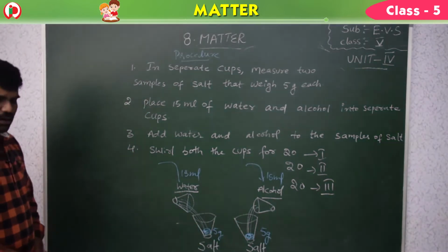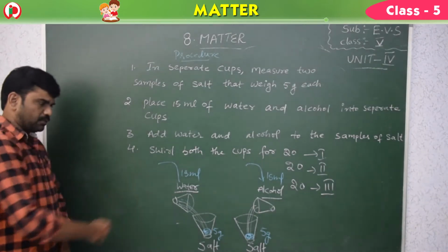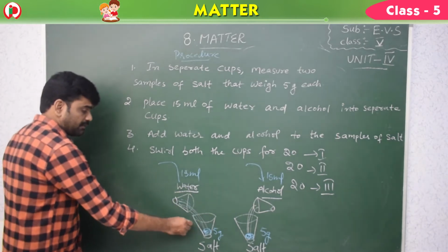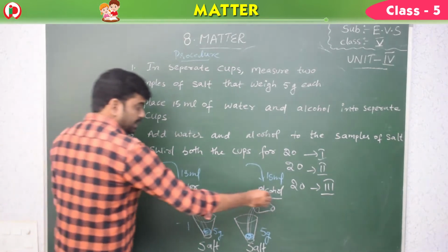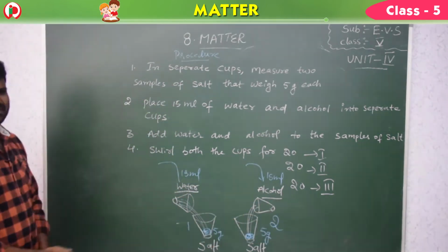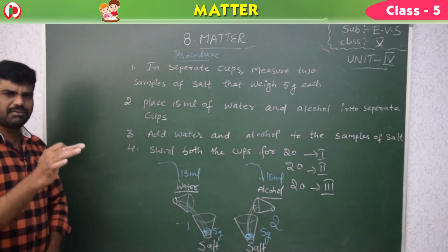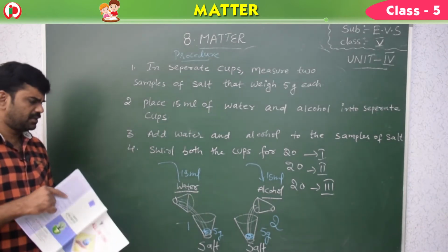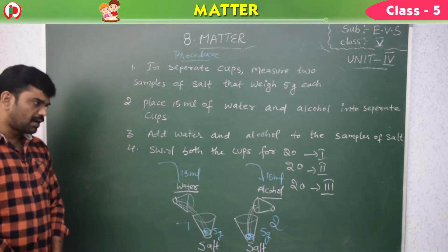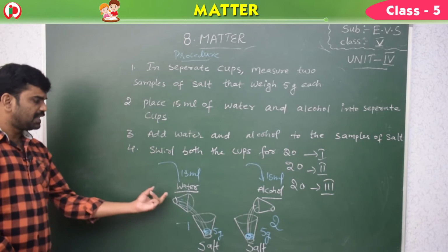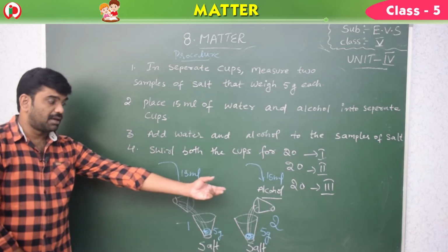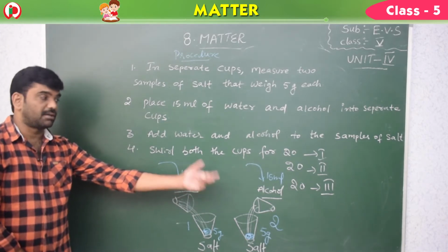Add water and alcohol to the samples of salt. Now, the process is going on. See, water is added to the salt in the first cup, but in the second cup, instead of water, alcohol is added. It's very simple, children. You have to take two cups. In the two cups, place 5 grams of salt. Place 15 ml of water in one separate cup, and place 15 ml of alcohol in another separate cup.